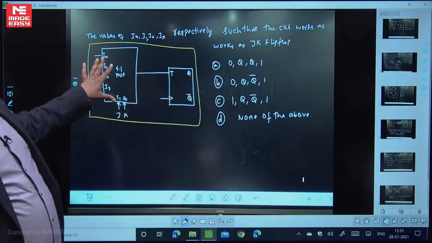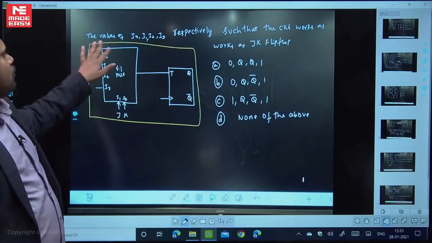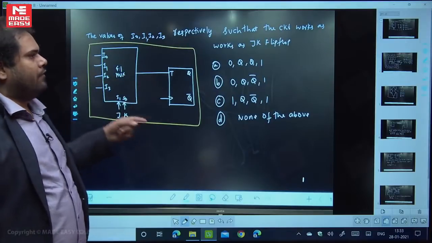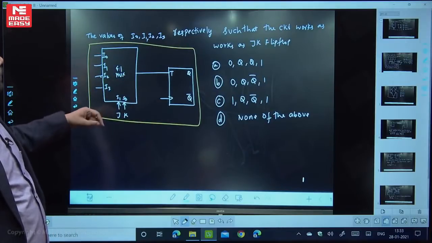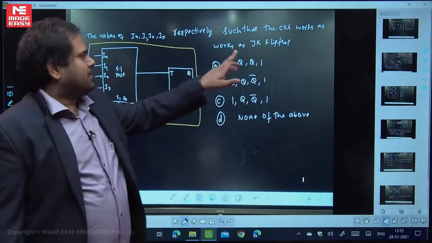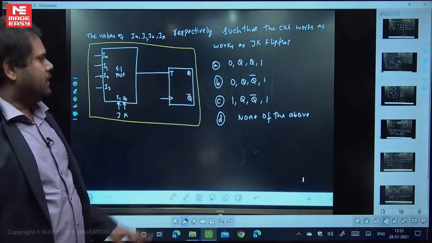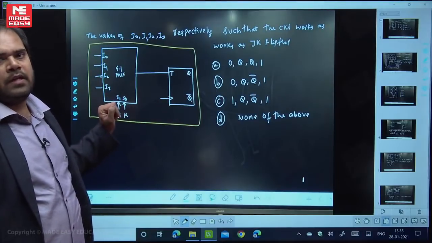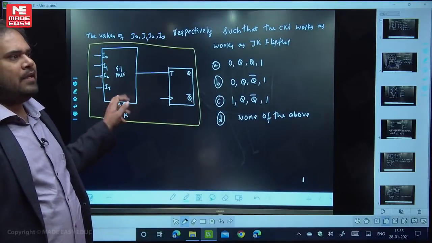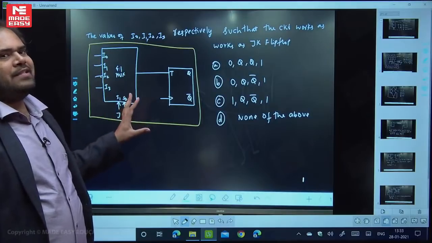Now a multiplexer is given, a T flip-flop is given. The values of I0, I1, I2, I3 respectively, such that the circuit works as a JK flip-flop. That means what is he trying to do in this question? He gave a T flip-flop and a multiplexer. This combination should work like a JK flip-flop.